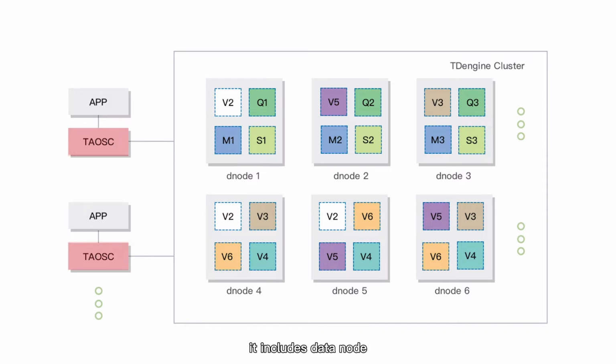Logically, it includes data node, dnode, TDengine client driver, TAOSC, and application. There are one or more data nodes in the system, which form a cluster. The application interacts with the TDengine cluster through the TAOSC API.